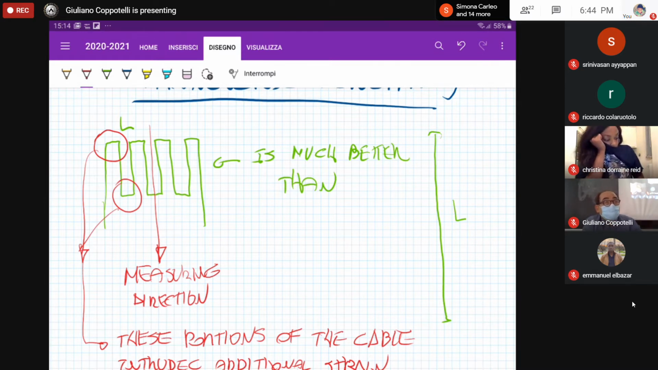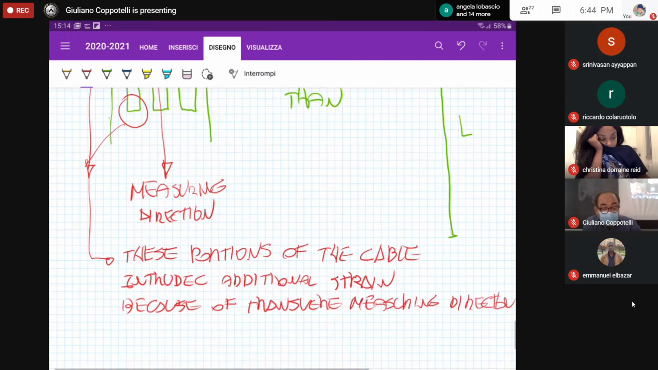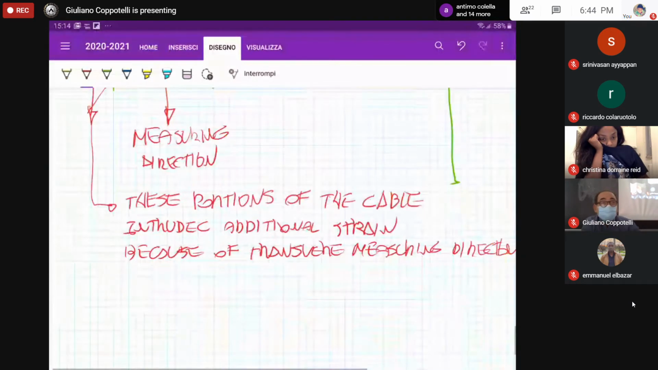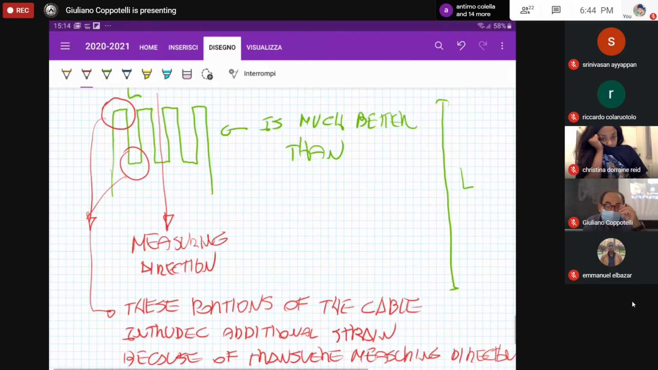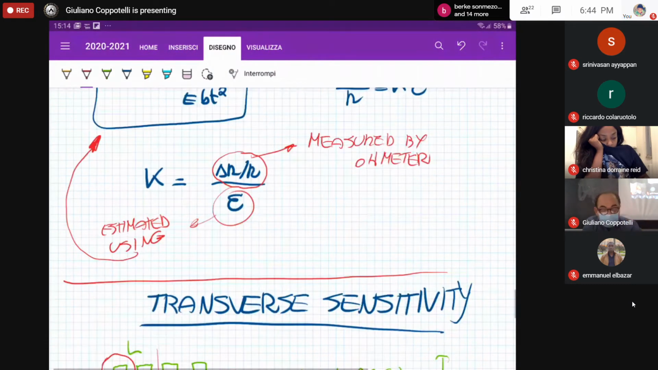Okay, so in order to take into account this effect, we have to rewrite the general strain gauge measurement equation, the one that is written here. Where is it? Yes, this one. Now it should appear on the screen. Okay.